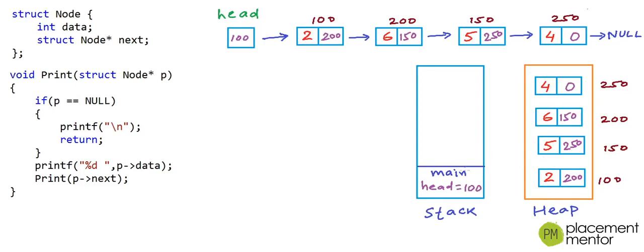Now at this stage, let's say main makes a call to the print function. Main was executing and now it makes a call to print. Execution of main will be paused and we will go on to execute the print function. The argument passed to the print function is 100, which is stored in a local variable. This argument p is a local variable in the print function. Now the print function again makes a recursive call.